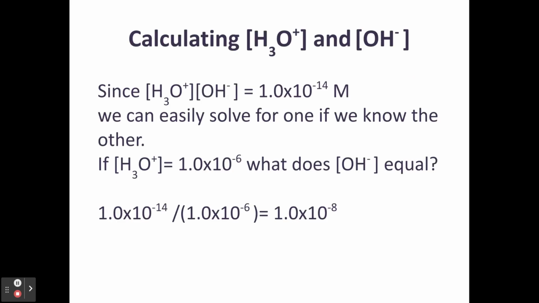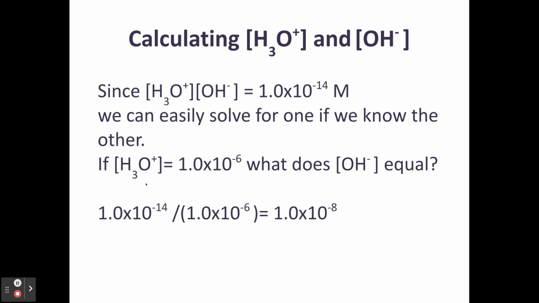So how can we calculate those concentrations? Well, we're going to keep in mind that those hydronium and hydroxide concentrations multiplied together always equal 1 times 10 to the negative 14th. So if we are given one of the concentrations, we can easily solve for the other by taking our 1 times 10 to the negative 14th and dividing by the one that we're given.